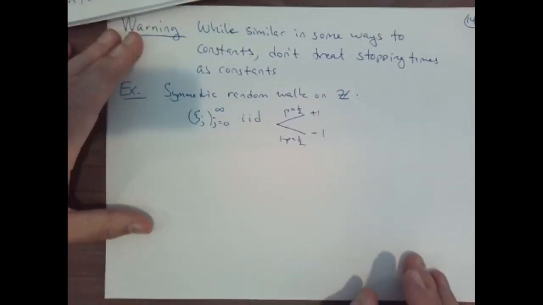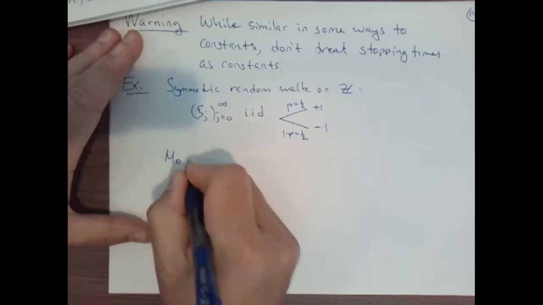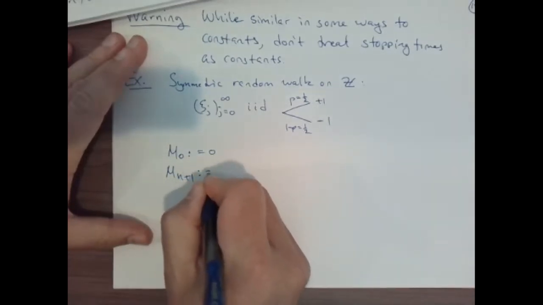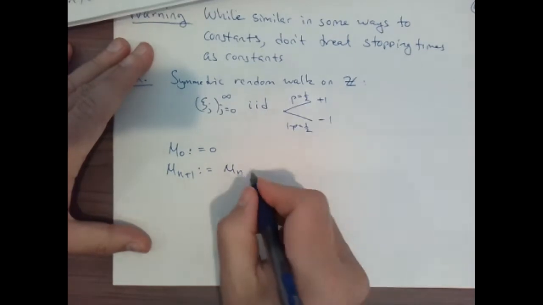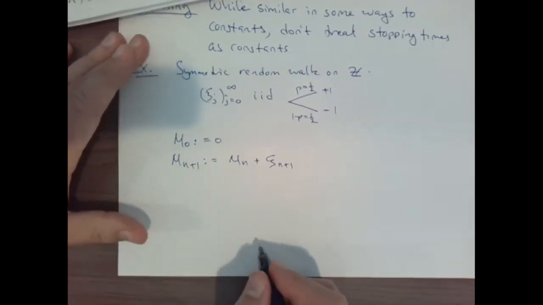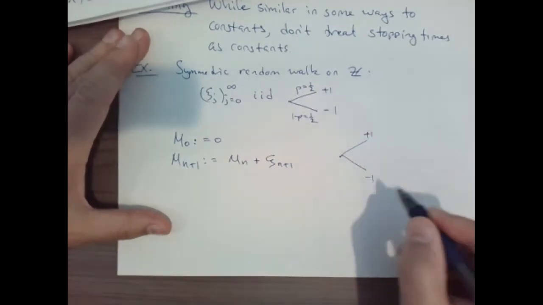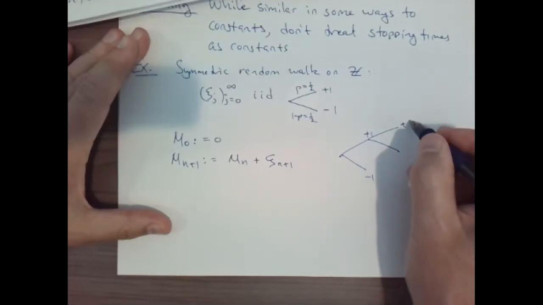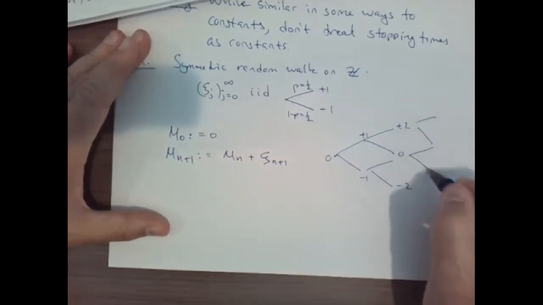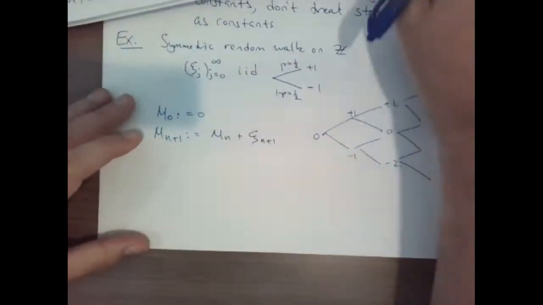Now I want to create my symmetric random walk on the integers. I'm going to say I start at 0, and then I'm going to define recursively what my M is. It's going to be the previous one plus my psi. So it starts out at 0, and then it can go up or down, +1, -1, go up and go down, +2, 0, -2, and so on. This is my symmetric random walk on the integers.